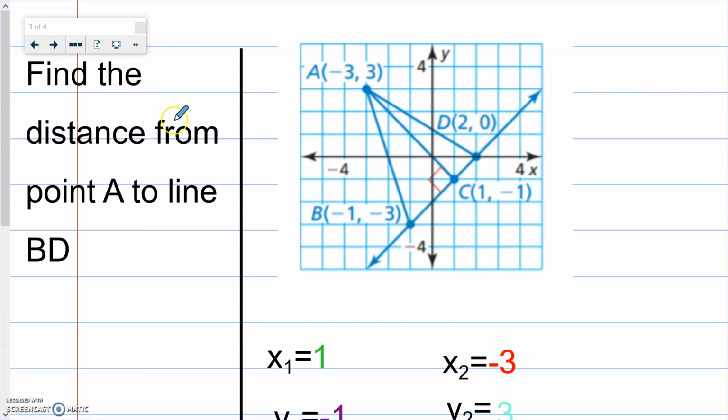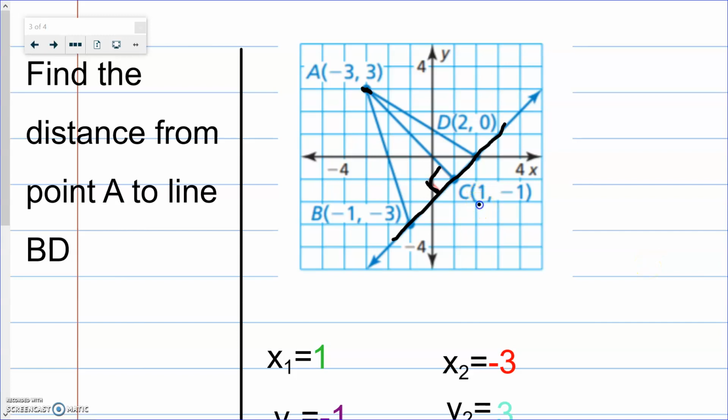So we're given the problem of find the distance from point A to line BD. Here's our point A. Our line BD, and we want to find the distance from it. There are several pathways that can be taken, but we will only use the one that forms a perpendicular or 90-degree angle.